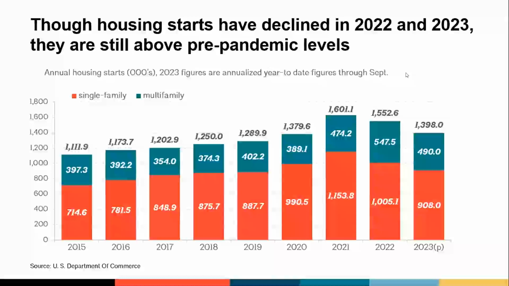So housing starts, we have seen those declines, but they are still healthier than they were from 2015 to 2020. So again, this is why there's still demand for housing, where there's still room for that market to grow.